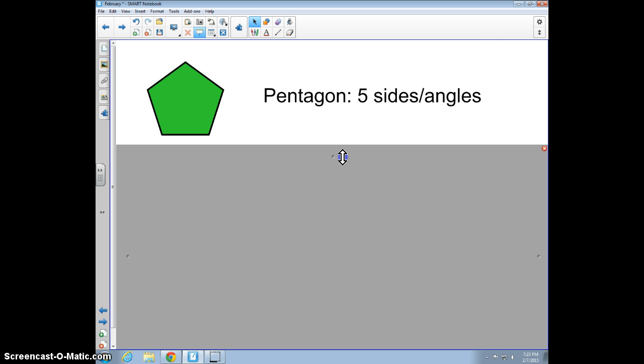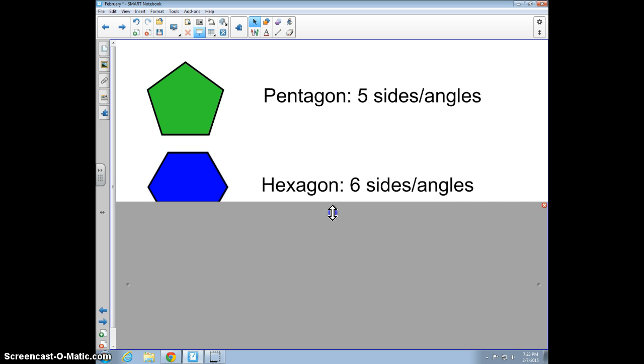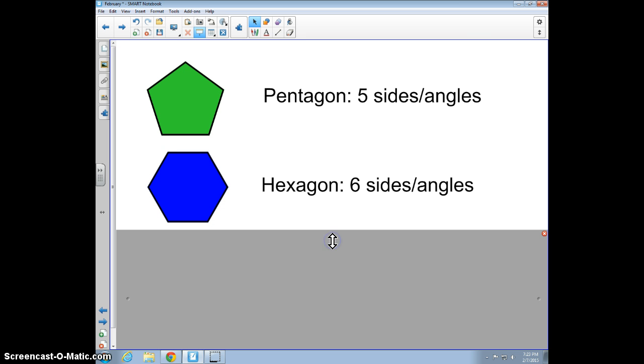The first one is a pentagon, and a pentagon has 5 sides and 5 angles. So there's 5 sides, 5 angles. It's a pentagon. And all these come from Latin, so penta meaning 5, and gon is angles, so it's 5 angles. The next one is a hexagon. Has 6 sides and 6 angles. Hex meaning, as you can guess, 6. So 6 sides and 6 angles, it's called a hexagon.